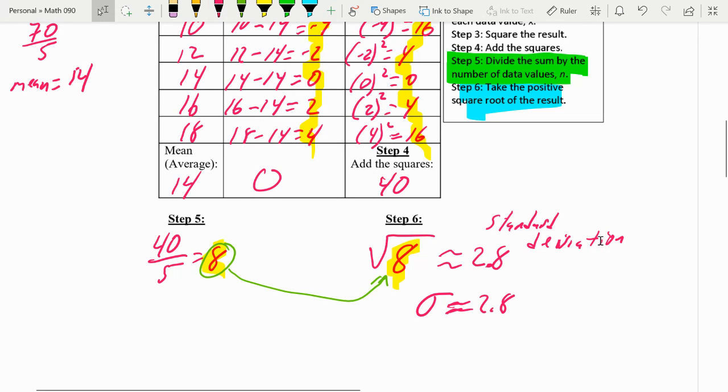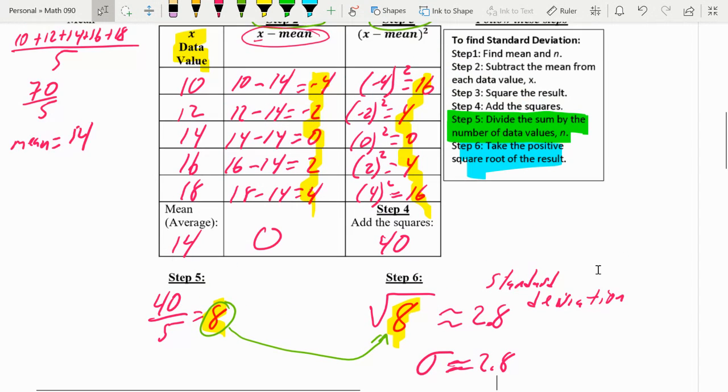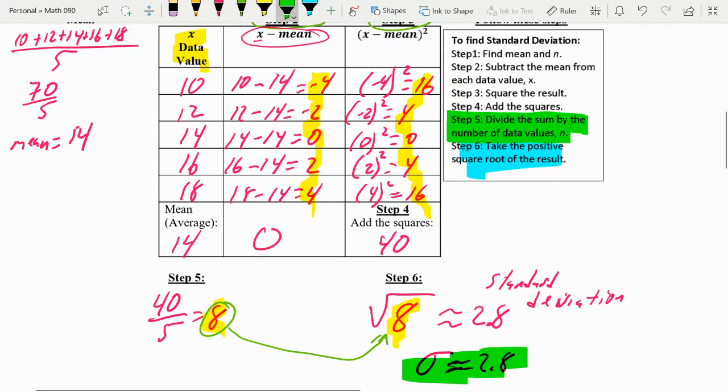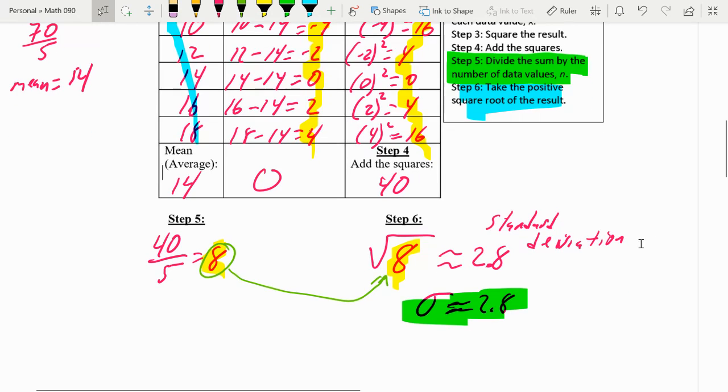If you look, our standard deviation is kind of a small number. So that means that the numbers in our data set were fairly close together.